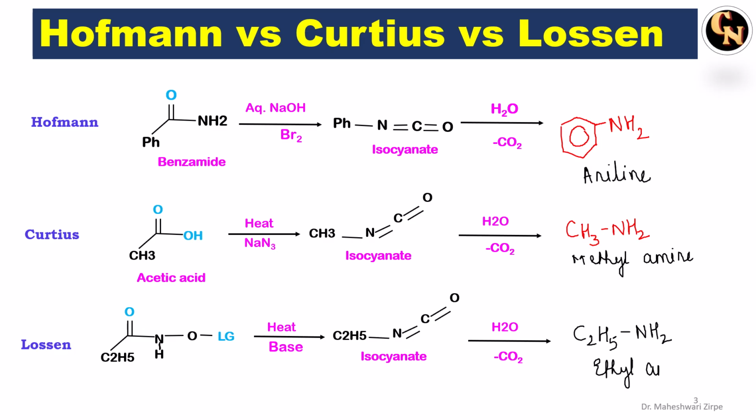In the exams they may give you the options below, Hofmann, Curtius and Lossen, and there may be one more reaction, and they can ask which of them does not have the same intermediate. So you should remember that Hofmann, Curtius and Lossen all have the same intermediate, that is isocyanate, and all of them give the final product either amines or amine derivatives.